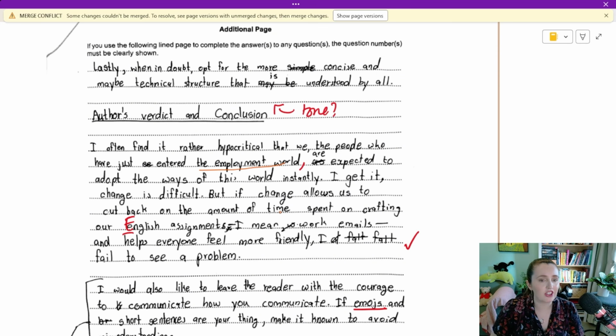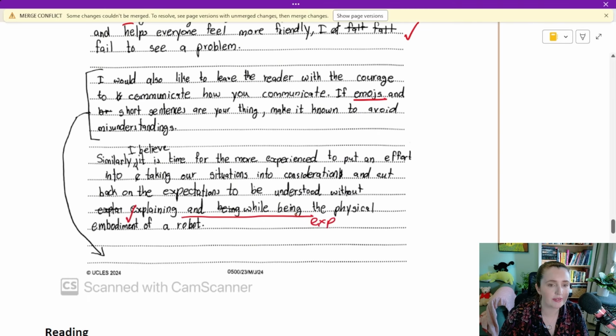I get it, change is difficult. But if change allows us to cut back on the amount of time spent on crafting our English assignments, work emails, and helps everyone feel more friendly, I fail to see a problem. Almost evaluation again. I would also like her to have swapped it around. Similarly, I believe it's time for the more experienced to put effort into taking our situations into consideration and cut back on the expectations to be understood without explaining and while being the physical embodiment of a robot.